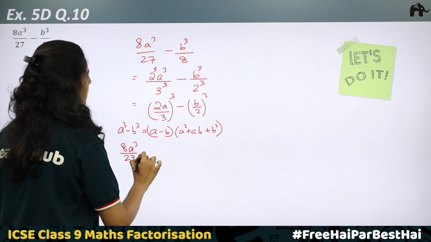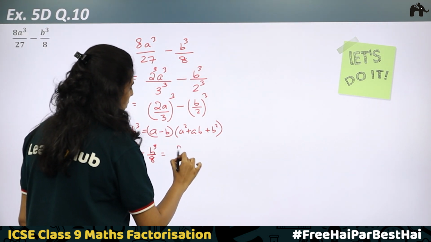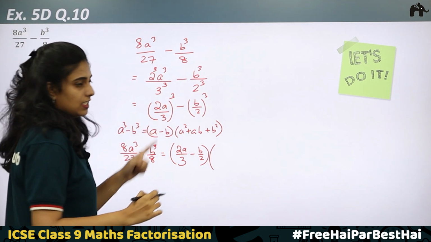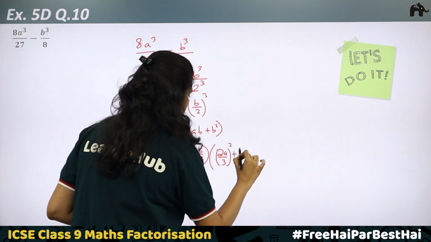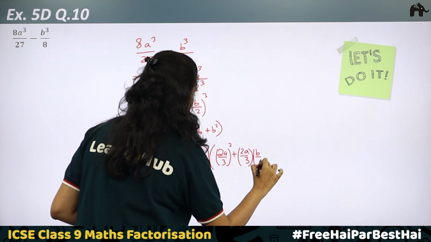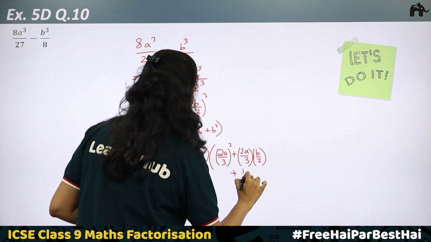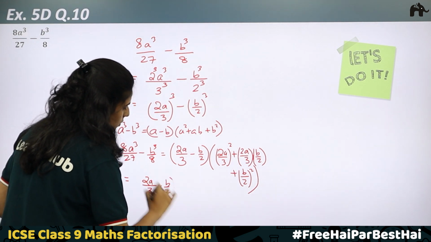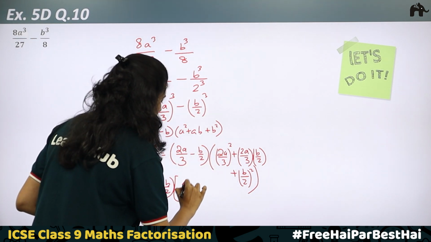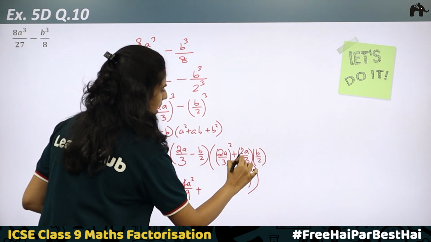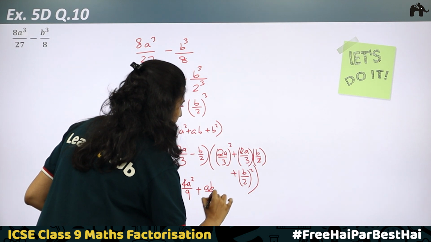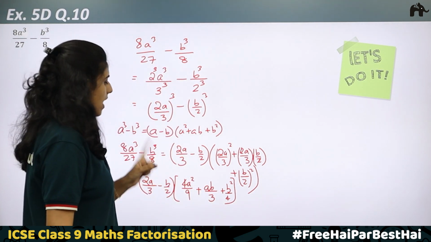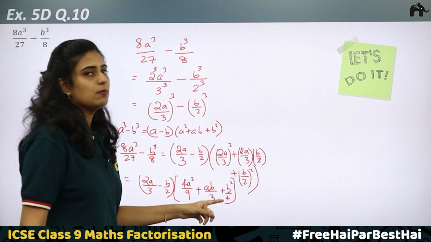8a cube by 27 minus b cube by 8 will be equal to 2a by 3 minus b by 2 into a square. In place of a we have 2a by 3. So 2a by 3 square plus 2a by 3 into b by 2 plus b square plus b by 2 whole square, which is equal to. So the first factor is 2a by 3 minus b by 2. Okay, 2a by 3 whole square will be 4a square by 9 plus, here we have a 2, here in the denominator we have a 2. So this becomes ab divided by 3 plus b square by 4. So these are the factors. First factor 2a by 3 minus b by 2, and the second factor 4a square by 9 plus ab by 3 plus b square divided by 4.